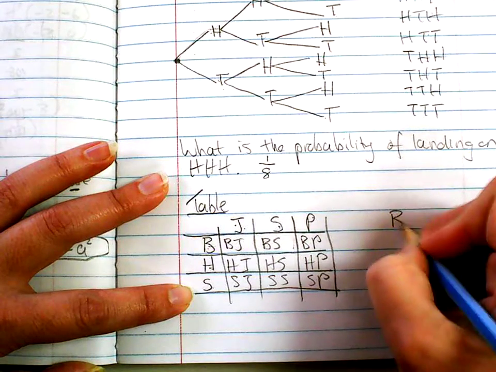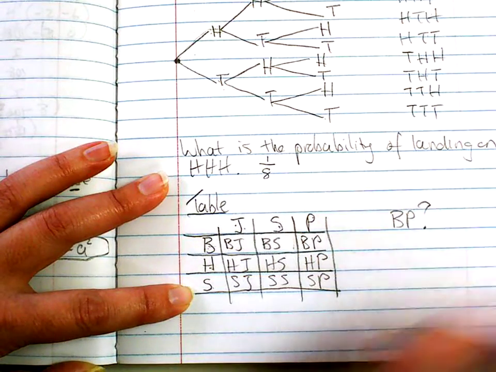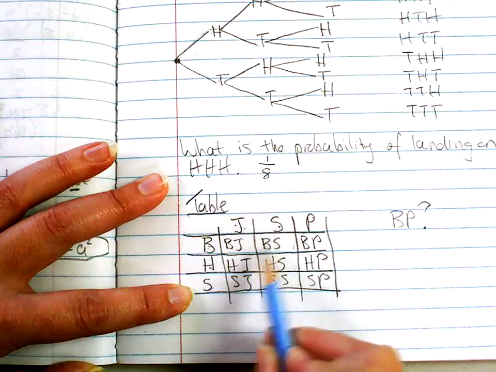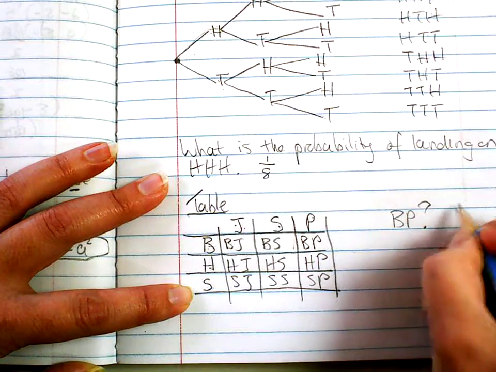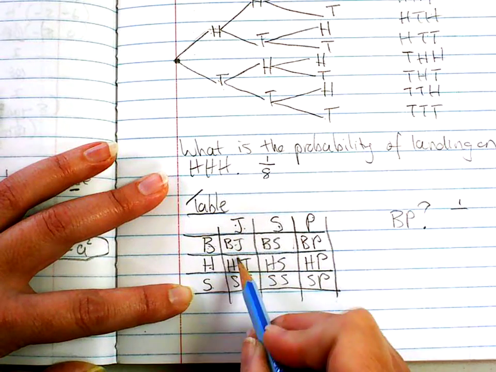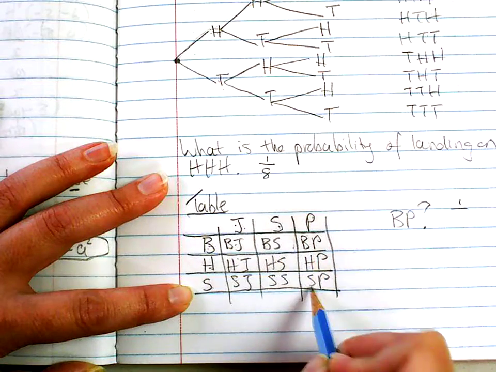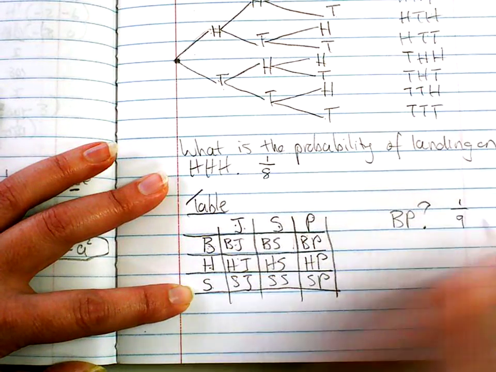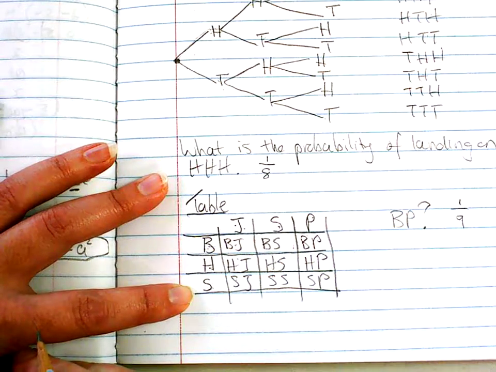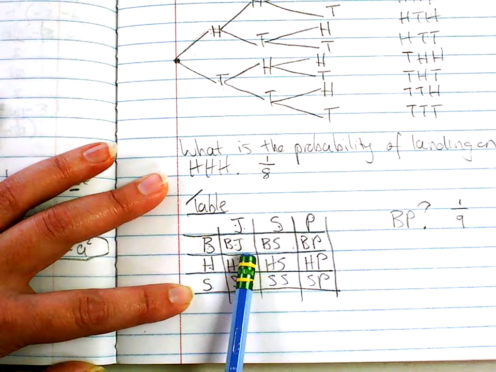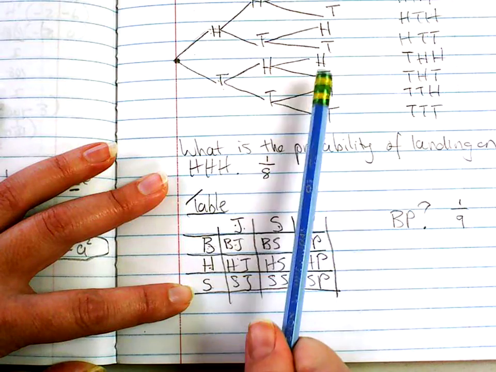Okay. Boots and pants. What are my chances? So I go find B and P. There it is. So it's one chance out of 1, 2, 3, 4, 5, 6, 7, 8, 9. 1 out of 9 chances. Got it? This is a table. This is a tree diagram.